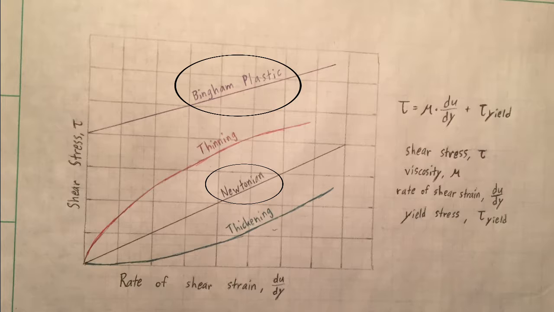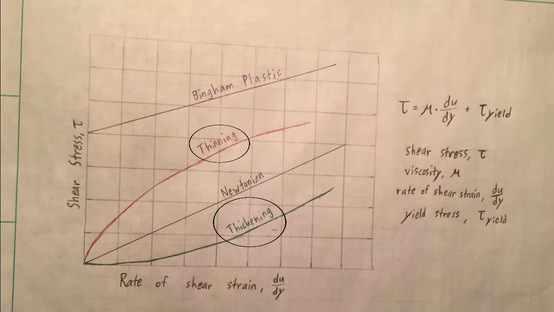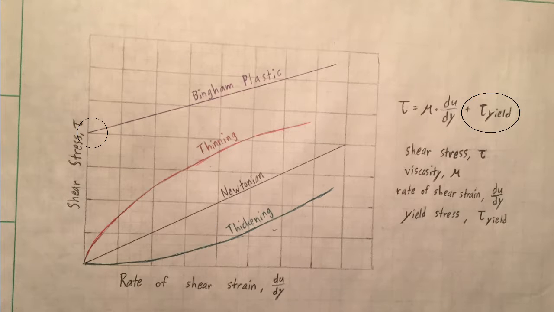Newtonian fluids and Bingham plastics have constant resistance, so they have constant slopes. Shear thinning and thickening fluids have non-constant viscosities, so their lines are curved. Bingham plastic does not flow until its yield stress is met, so its y-intercept is non-zero.